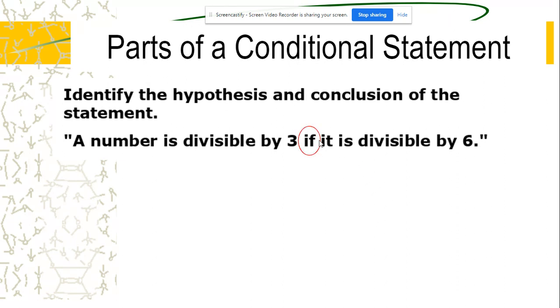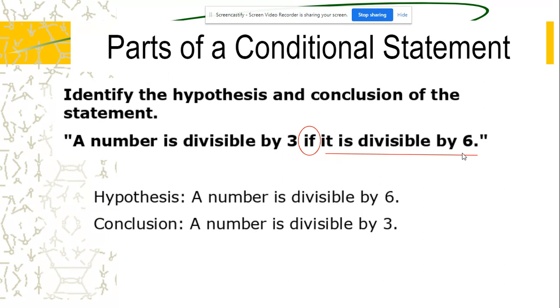So just like the last one, the if is not at the beginning of the sentence like we saw at the first few examples, and it doesn't have to be. The hypothesis comes after the word if, so that must make the hypothesis if it is divisible by 6. So a number is divisible by 6. The conclusion is then a number is divisible by 3. So just remember, if does not have to be at the beginning of the sentence. The hypothesis can occur anywhere in the sentence. And in this example, like the last one, it's at the end of the sentence.